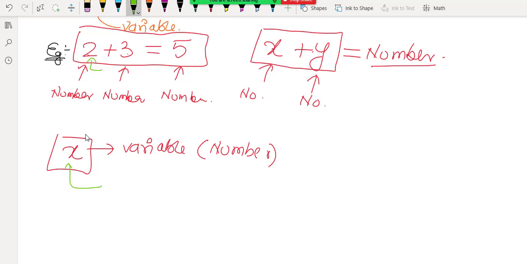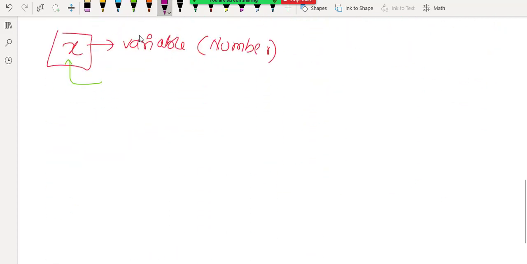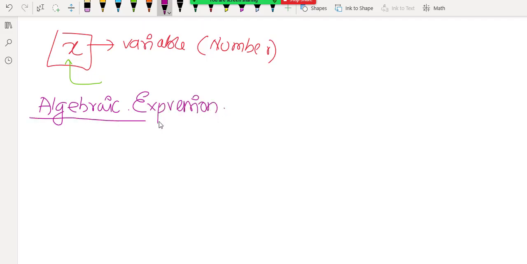Our next point is terms of an expression. So before going to terms, we have to understand what is an algebraic expression. ठीक है, what is an algebraic expression? So the next point is we have to understand what is an algebraic expression. Okay, what is an algebraic expression?